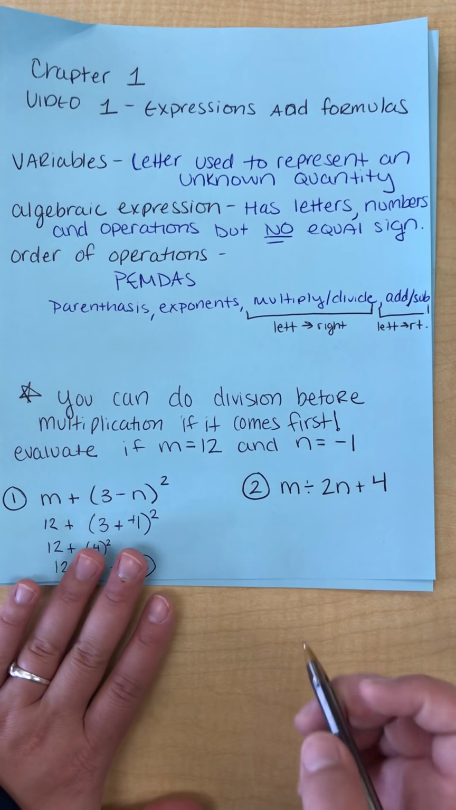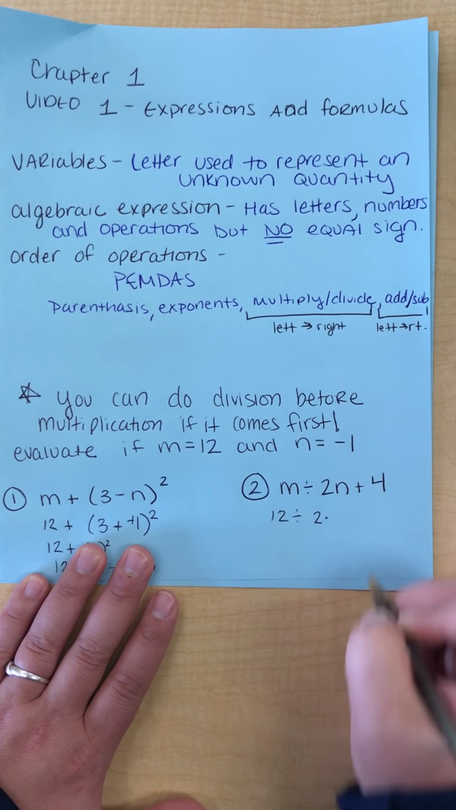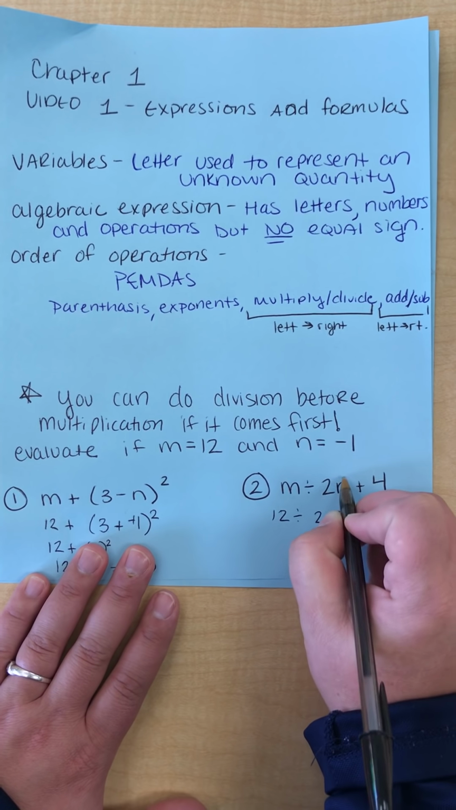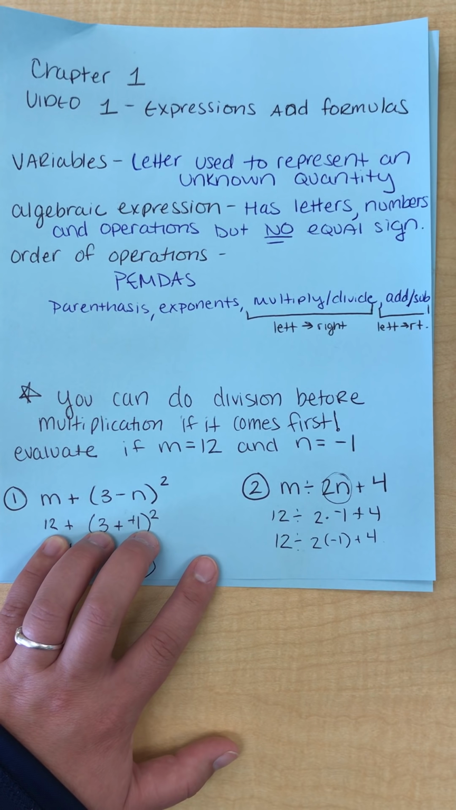Okay, my next one, I'm going to plug in my numbers again. So m in this case is 12. That didn't change. Divided by 2 times -1. Remember, when two things are next to each other like this, it means multiplication. And then plus 4. I can rewrite it like this if I want. So either one of those will be the same thing if I'm rewriting multiplication.